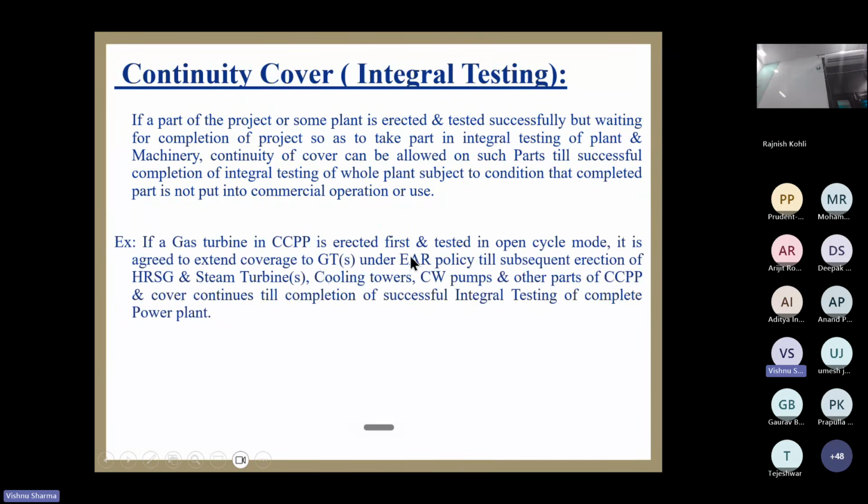This example I have already given. In case of a combined cycle power plant, the gas turbine is completed, and now it will have to wait for the successful completion of integral testing.